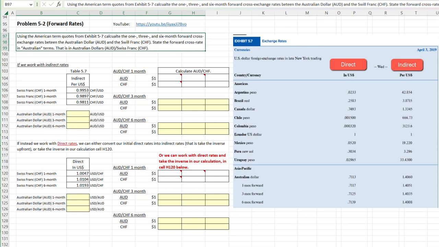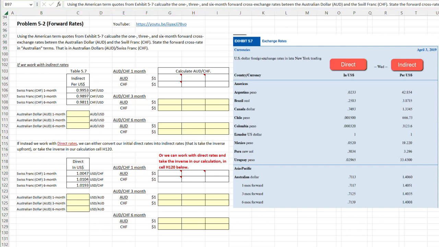In this video, we're going to walk through problem 5-2. We're going to calculate forward cross rates. We're told that using the American term quotes from Exhibit 5-7 in the textbook, we're asked to calculate 1, 3, and 6-month forward cross exchange rates between the Australian dollar and the Swiss franc.